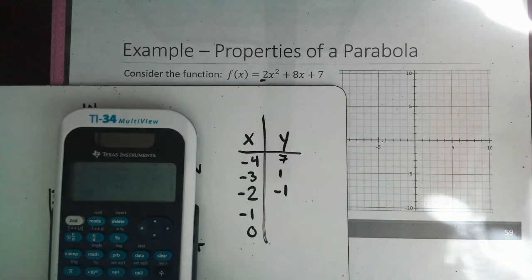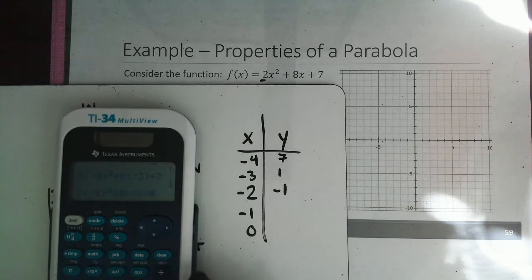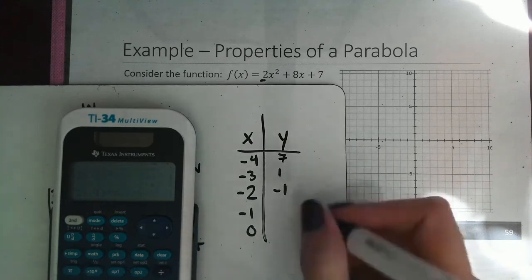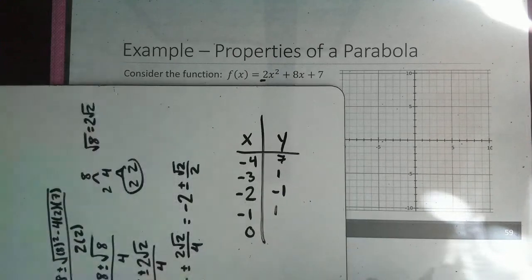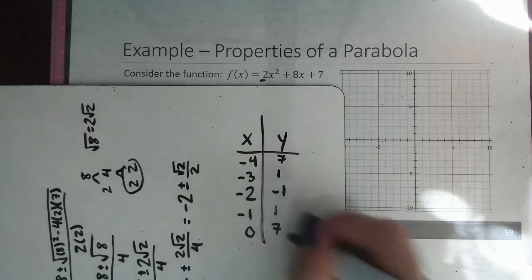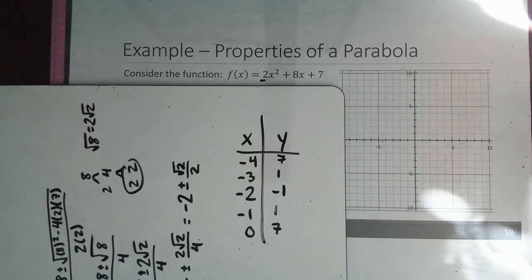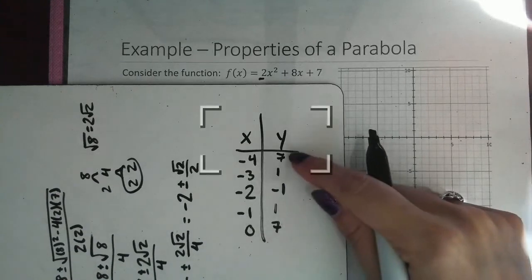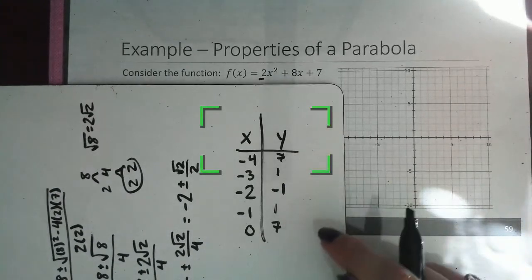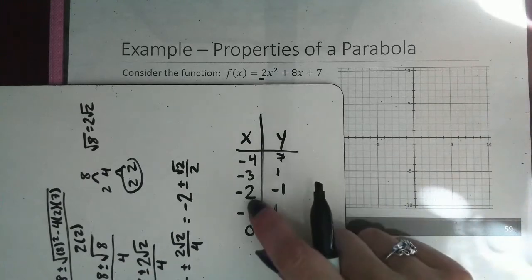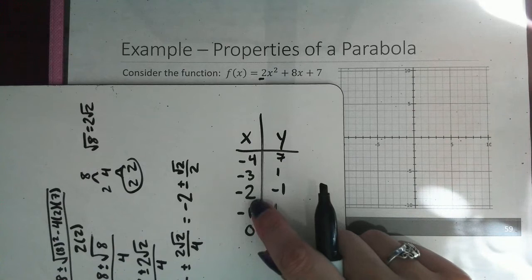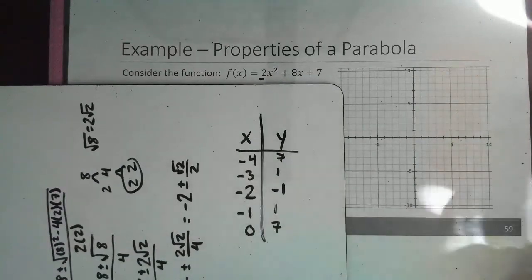If I plug in a negative 1, oh, I get positive 1 again. And if I plug in 0, oh, we already know what happens when I plug in 0. If I plug in 0, I get 7 because that was our y-intercept. You may notice that it goes 7, 1, negative 1, positive 1, 7, how that kind of repeats itself. It should, because x equals negative 2 is our axis of symmetry. So it should be symmetric over that line.